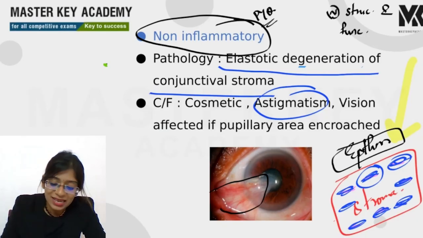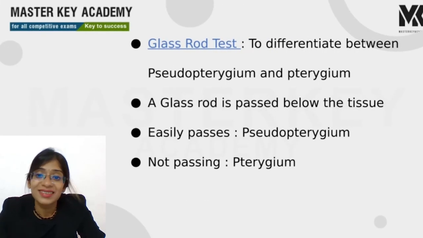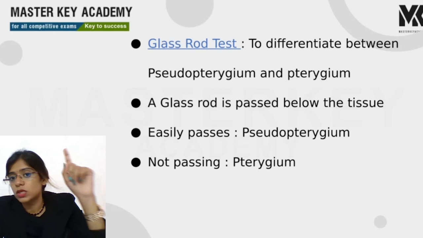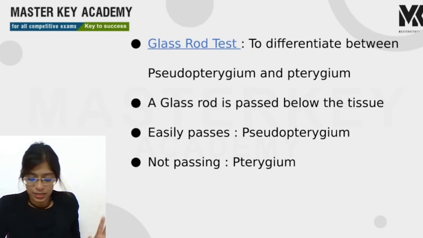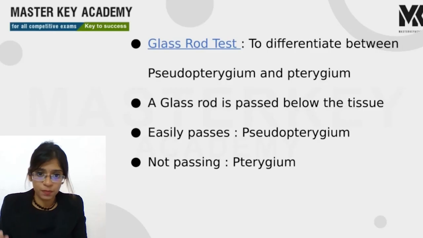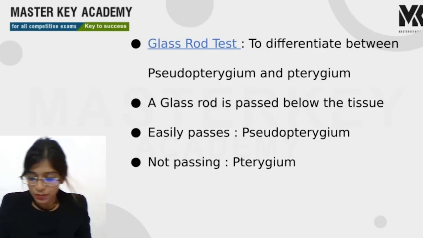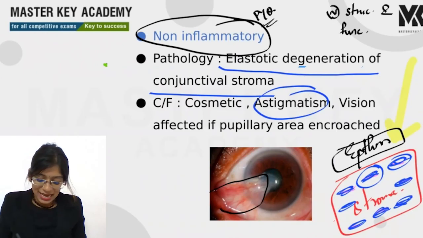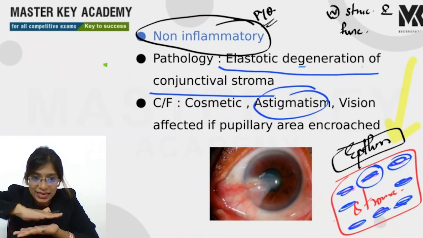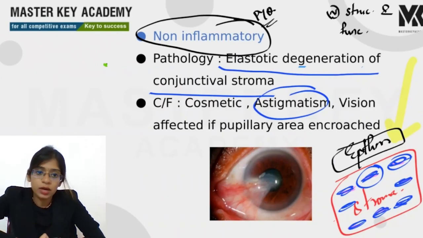Very important. That is by the glass rod test. First point, what is the glass rod test? It is to differentiate between pterygium and pseudopterygium. Second, how do you do it? I mean, what is the interpretation? See guys, pterygium, look at this picture. This pterygium here is very tightly adherent or stuck on to the underlying tissue.